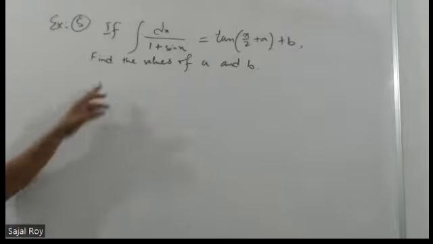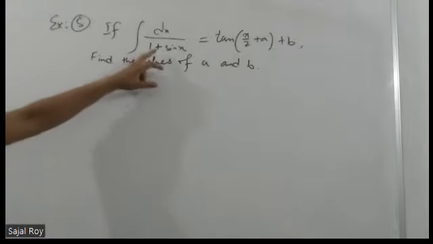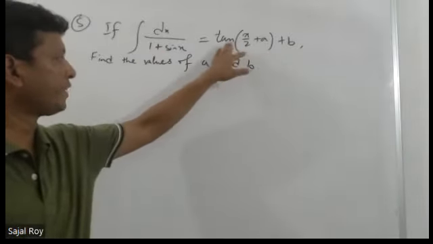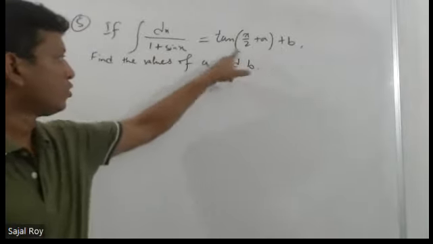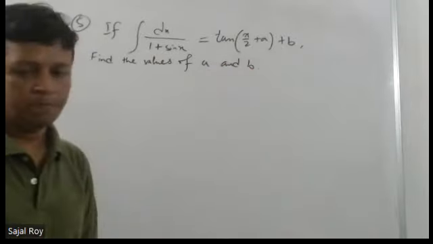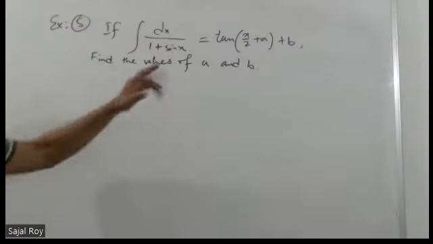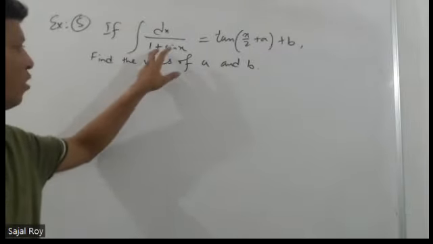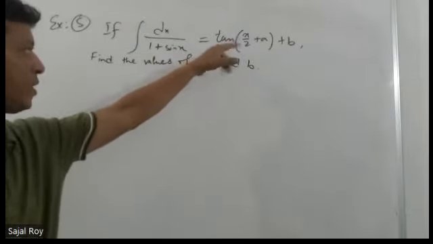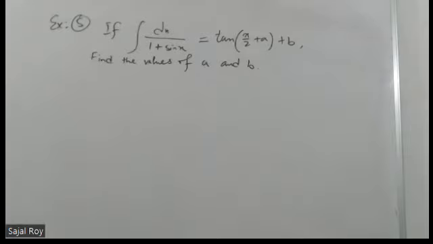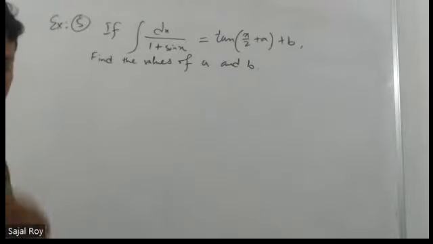So next problem is dx by 1 plus sine x, equal to a result given in terms of tan and some constant b. So you have to find out a and b. So look at the previous problem. The result was in sec and tan, but here you have tan x by 2 plus a in this one. So how to do this?